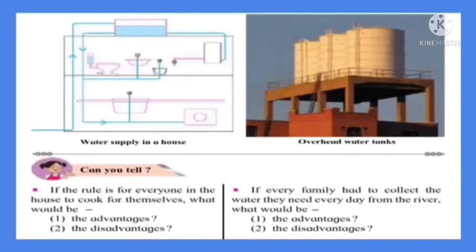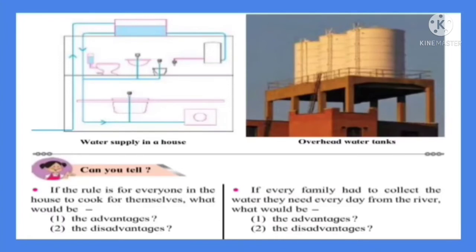Now you can see a diagram which shows how water is supplied in a house. From one tank it is going to different places from the overhead tank, right? And here there is another picture of an overhead tank again. This is a common tank, and from here it is going to several other places, right?